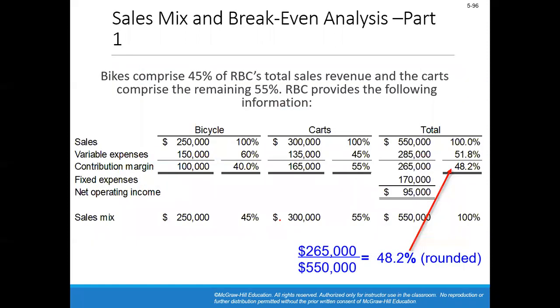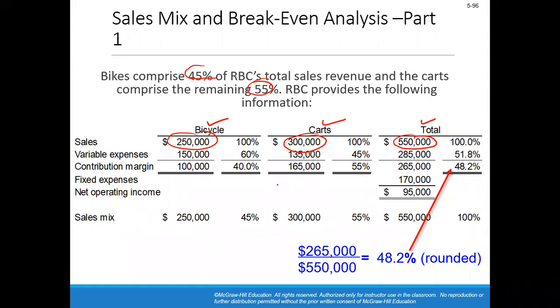This is the situation you need to understand first: these are the bicycle, this is the cart, and this is the total. Their sales of bicycle is $250,000 and their cart sales is $300,000. If you express that out of their total sales, the answer is that 40% of the sales of RBC is coming from bicycle, and 50% of RBC sales is coming from the cart.